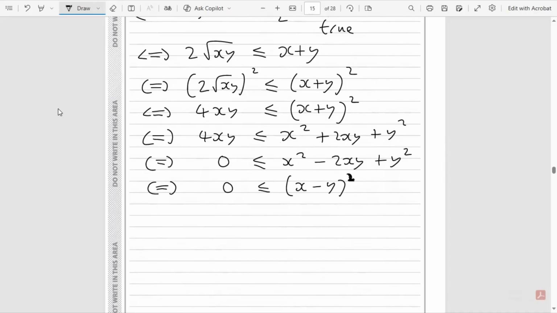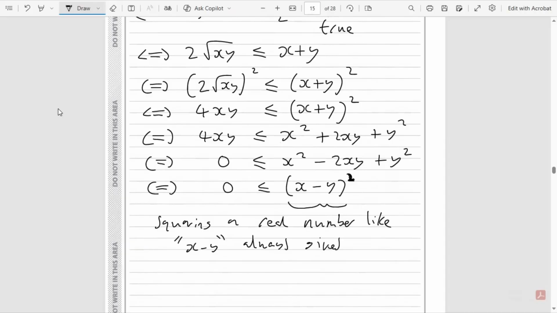So if x and y are both positive, then that means that this thing in there is some value. And when you square a real number, it cannot be negative. So what we can say is that squaring a real number like x minus y always gives us a non-negative value.